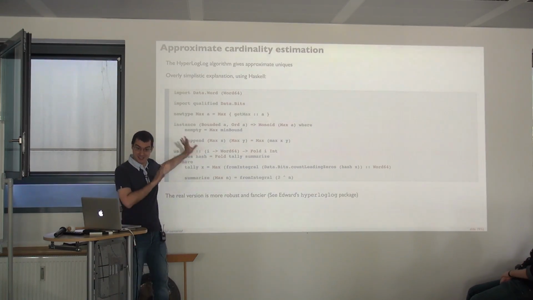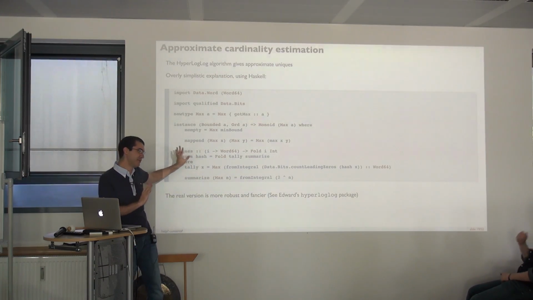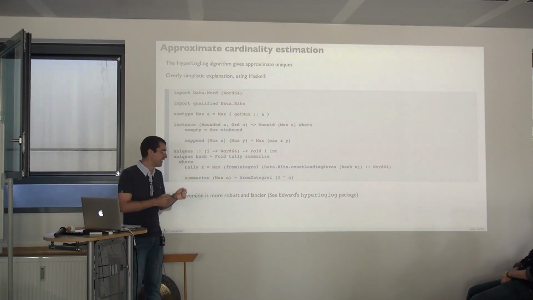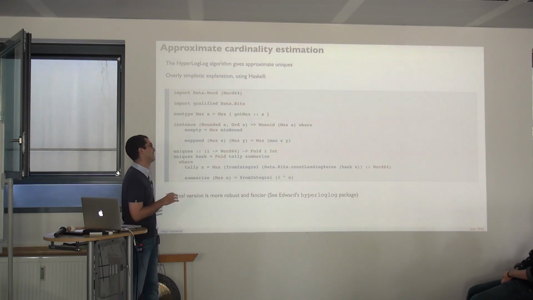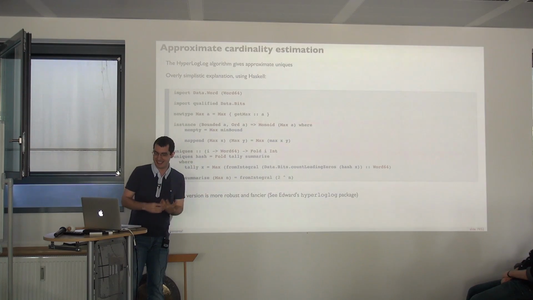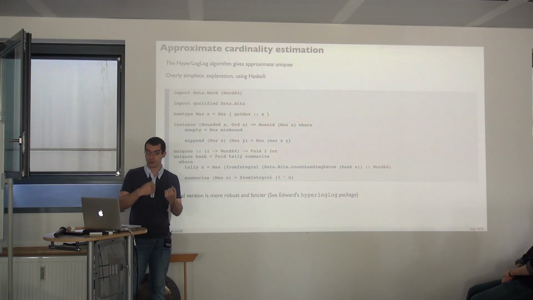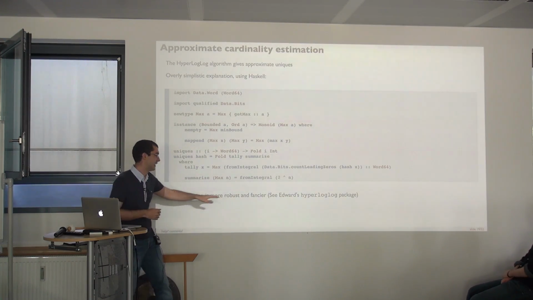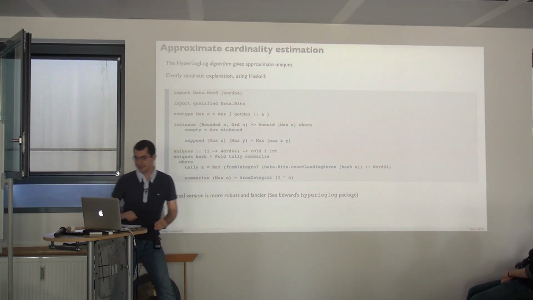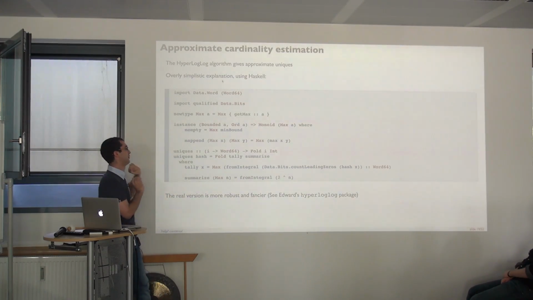This code right here is not the real Hyperloglog algorithm. It's a very simplistic version that is just for teaching purposes and fits on a single slide. This will just give you the basic idea underlying how the simple version works. And there's a real Haskell package that provides the fancier, more statistically robust version. And that's Edward Kmett's Hyperloglog package. I'm going to teach the really simple version.